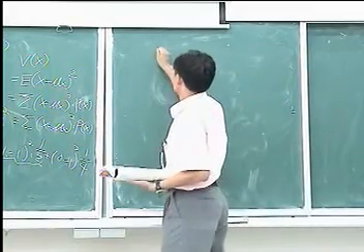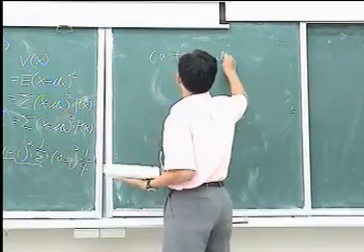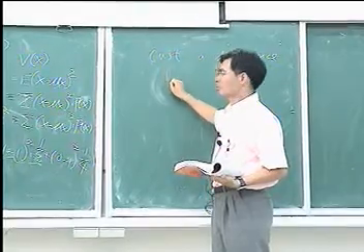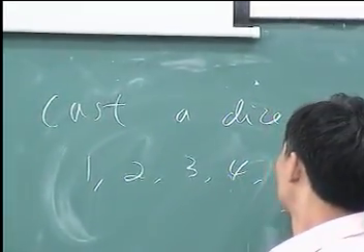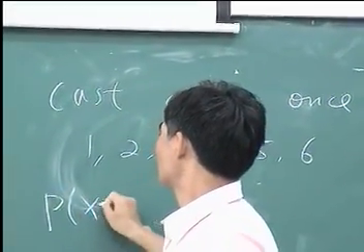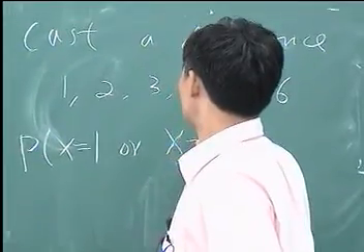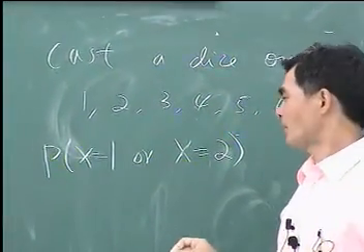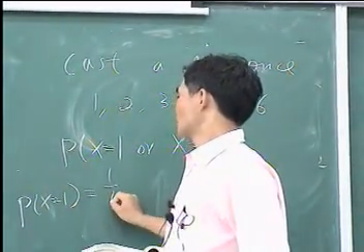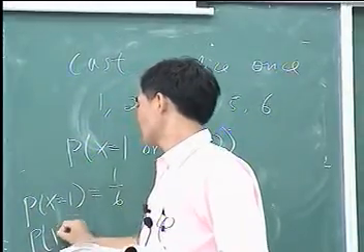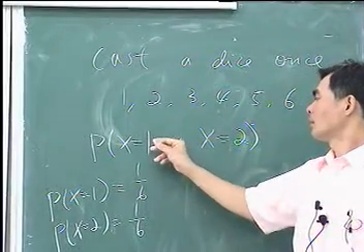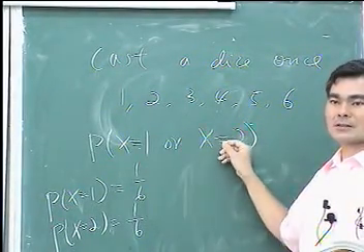So, cast a die once. We have 6 possibilities: 1, 2, 3, 4, 5, 6. Now I say I'm interested in P(X=1) or P(X=2). P(X=1) is very simple, just 1/6. The same thing, P(X=2) is equal to 1/6, right? And these two have no intersection.